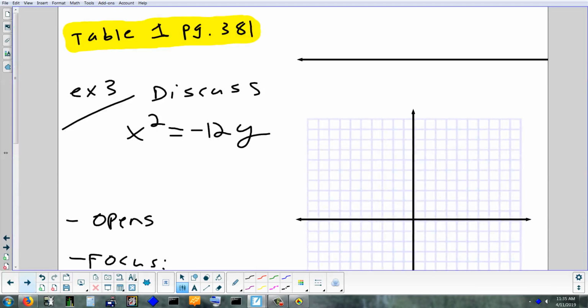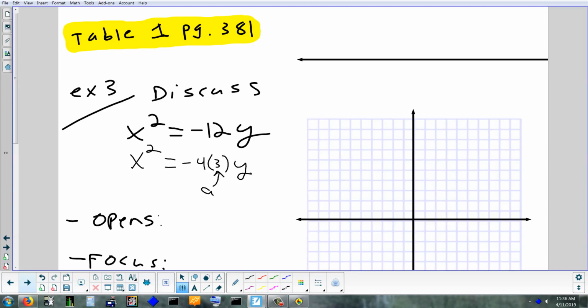All right, another discuss. X squared equals negative 12y. So what we want to do first is rewrite this so it has a 4. How would this look? Negative 4, 3. There you go. There's your a. And if you're not sure, you're like, well, wait, should the negative go with the 4 or should it go with the 3? It always goes with the 4. It never goes with the number inside. Okay. So a is 3.